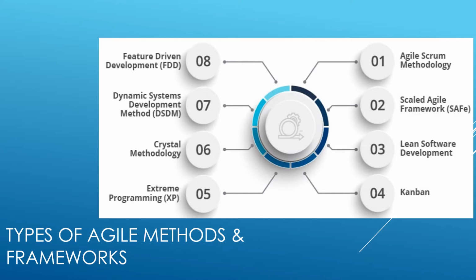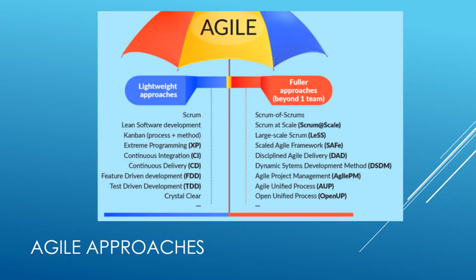This picture is giving a high-level idea about different methods available, like Scrum, Scaled Agile, Lean, Kanban, XP, which is extreme programming, Crystal methodology, DSDM, and FDD. These are a few of the methods available in the market now.